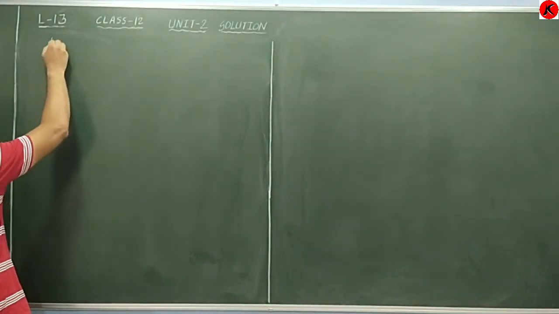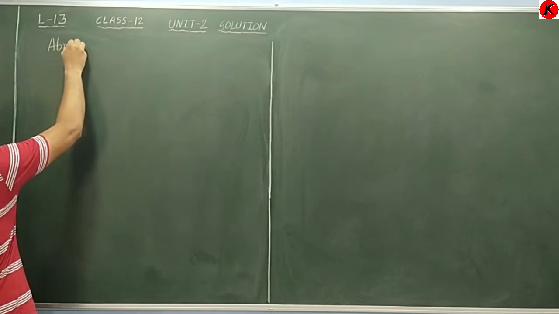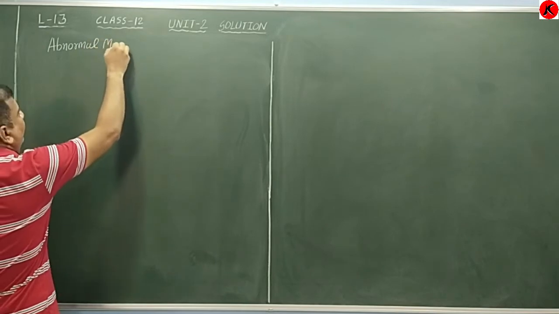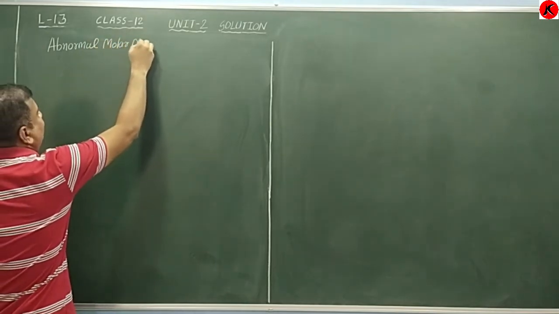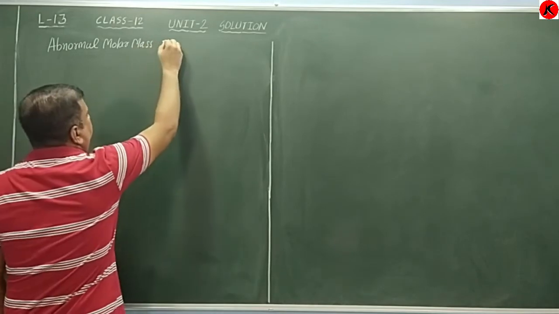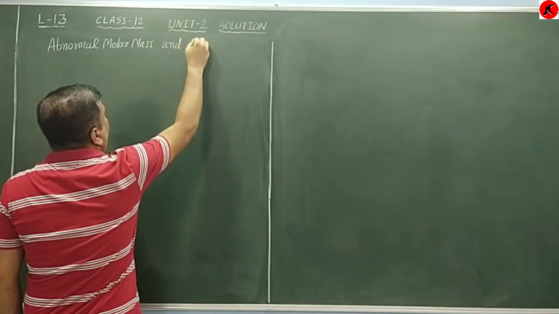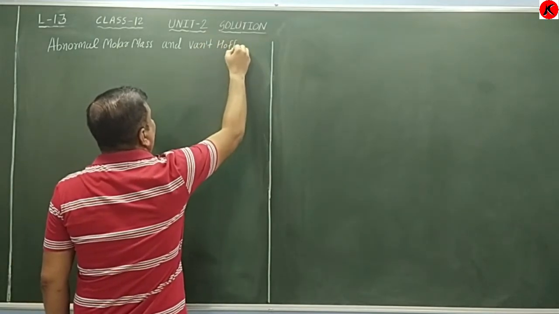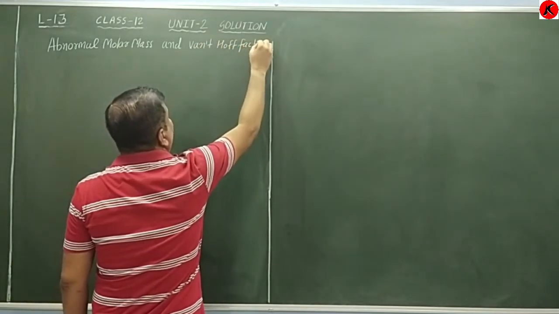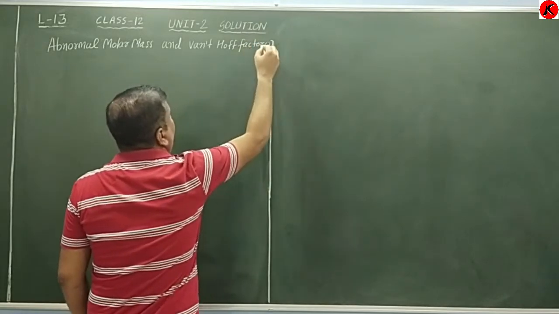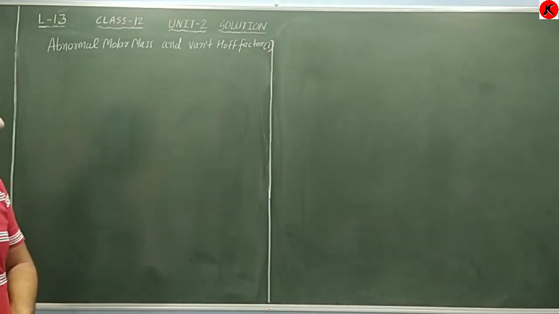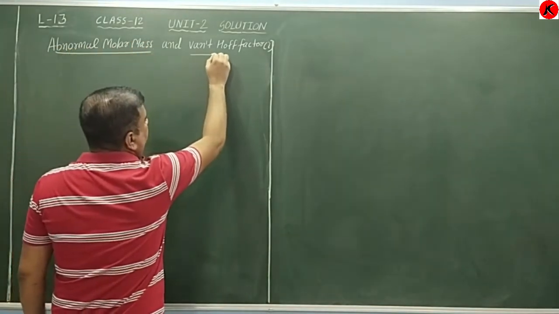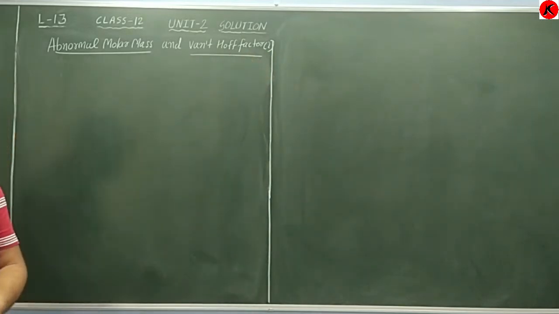That means the topic is abnormal molar mass and Van't Hoff factor. Van't Hoff factor is known as i, the symbol is i. Abnormal molar mass and Van't Hoff factor.